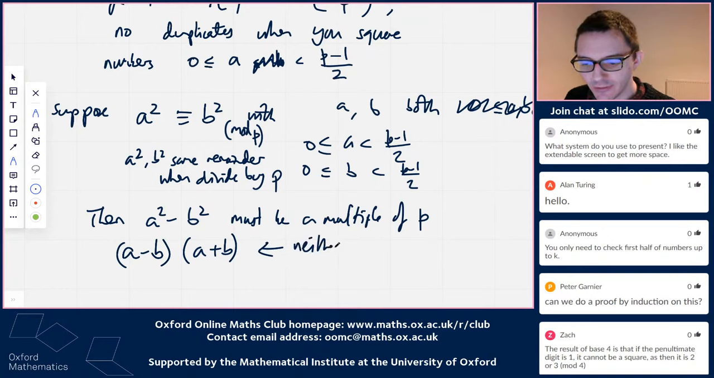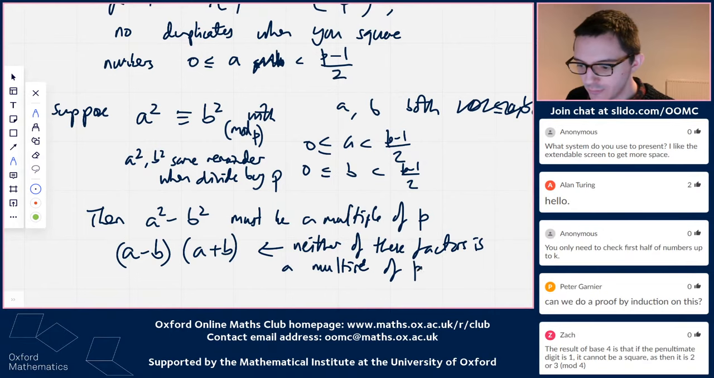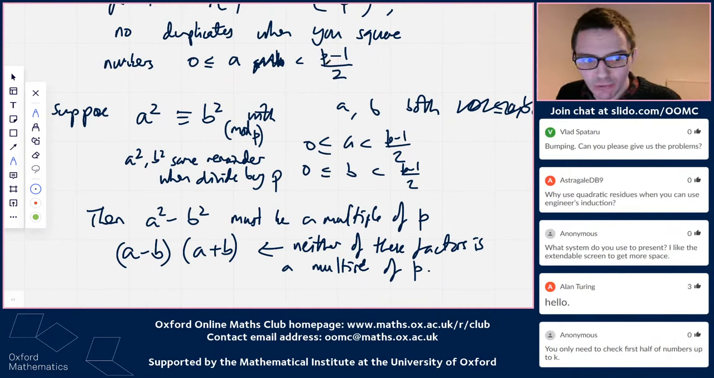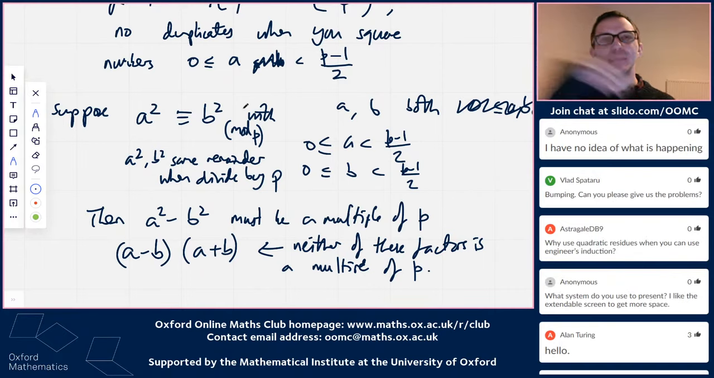So hang on, neither of these factors is a multiple of p, because they're both too small. Because I've squared small numbers, smaller than p minus 1 over 2, a plus b is really small, and a minus b is even smaller. It could be negative, between minus p minus 1 over 2 and 0, but these are both small in absolute value. Definitely neither of them is a multiple of p, so hang on, p's a prime.